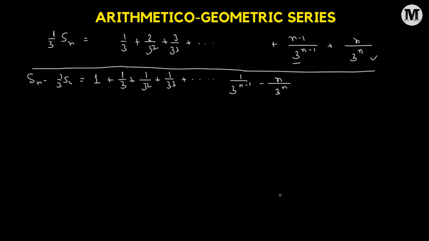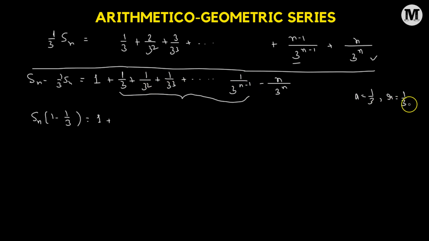Okay, so this now leaves us with Sn multiplied to 1 minus 1/3 on the left hand side. This will be equals to 1 plus. Now here, from the second term all the way up to the second last term, this is a geometric series. Now clearly here, a, which is the first term, that's given by 1/3. The common ratio, that's also 1/3. All we have to do is take any term in the series and divide it by the previous term. That gives us 1/3. And how many terms are there? So there are in total n minus 1 number of terms.